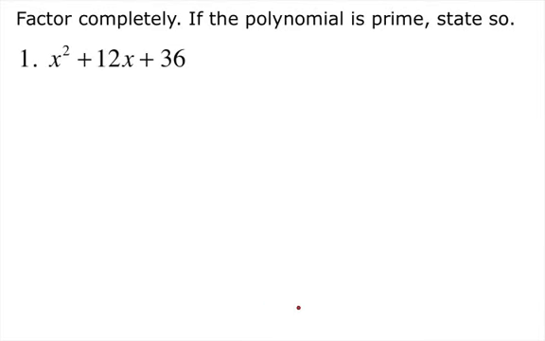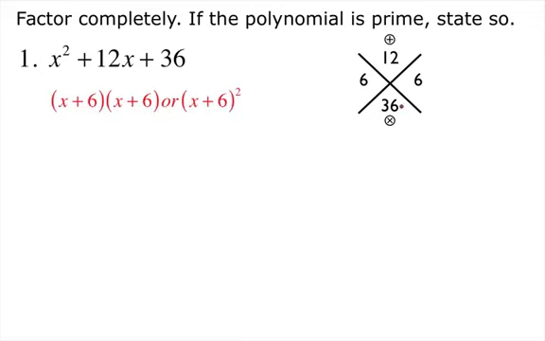It says factor completely; if the polynomial is prime, state so. So I'm basically going to apply the x process, which you know. I'm going to be using 12 and 36. I'm looking for the two numbers that satisfy these two conditions, which are 6 and 6. So then I get the following: x plus 6 times x plus 6, or x plus 6 squared.